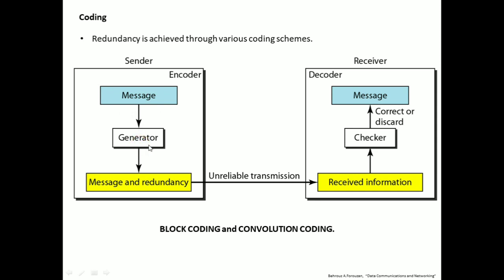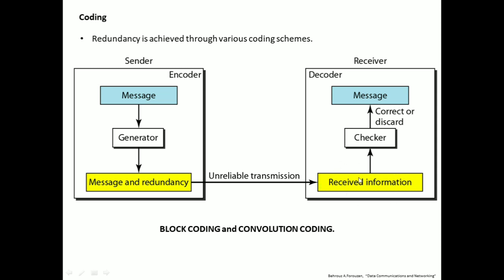Now the generator will generate the redundant bits, and finally the original message bits and redundant bits will be grouped into a single message. Now when it is transmitted through the unreliable data transmission, again the receiver is going to receive the information.